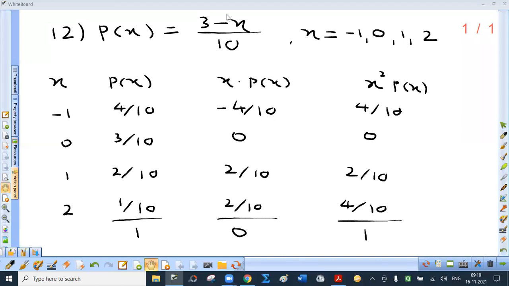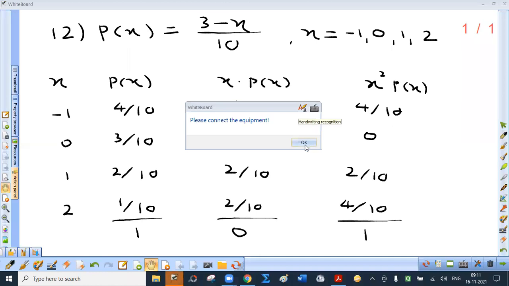Sum number 12. Let the probability mass function of a random variable x be p of x equal to 3 minus x upon 10 for x equal to minus 1, 0, 1, 2 and equal to 0 otherwise. Calculate expected gain and variance. Now this is p of x for x equal to minus 1, 0, 1, 2. So when x is minus 1, 3 minus minus 1, that is 3 plus 1, 4 upon 10. Then when x equal to 0, 3 upon 10. When x is 1, 2 upon 10. And when x is 2, p of x is 1 upon 10.